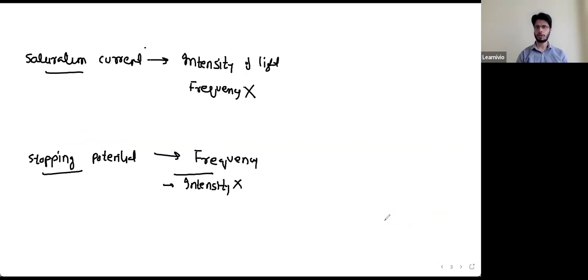So that was about graphs. Now we'll do Einstein's photoelectric equation. Saturation current depends upon intensity of light and is independent of frequency. Stopping potential depends upon frequency and is independent of intensity.